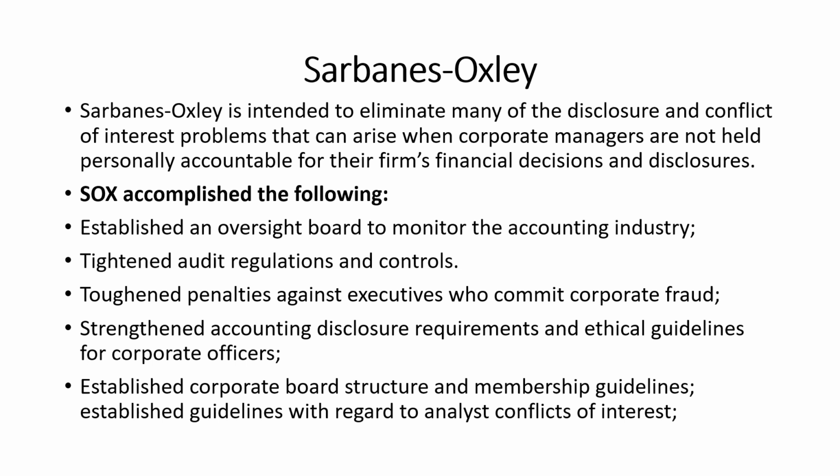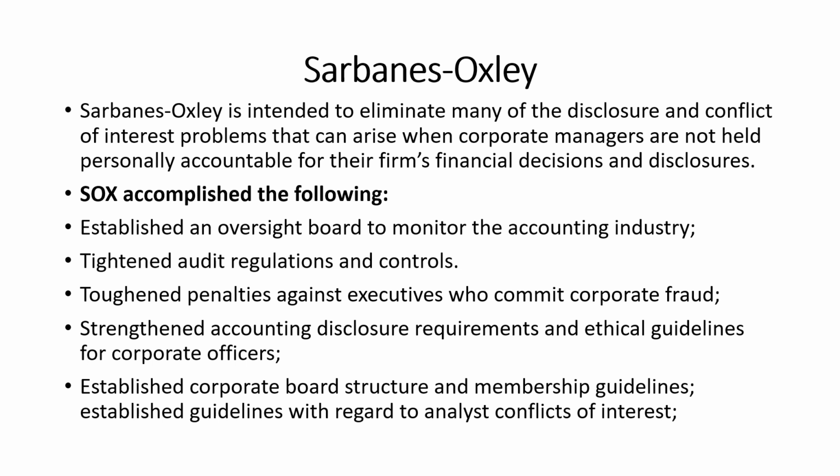From the Sarbanes-Oxley, we can establish an oversight board to monitor the accounting industry. We can also tighten audit regulations and controls. We can tighten the penalties against executives who commit corporate frauds. Also, we can make accounting disclosure requirements stronger. Then we can establish the corporate board structure and membership guidelines.